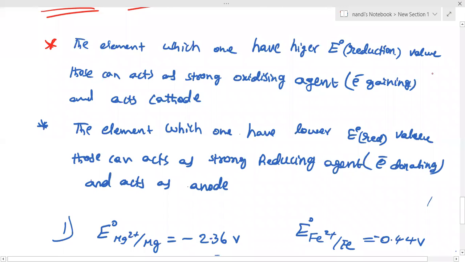Magnesium I given minus 2.36. Iron I given minus 0.44. The 2 points is there. Read first and apply. Which can act as anode, which can act as cathode, and which is oxidizing agent, which is reducing agent. Only 2 questions.